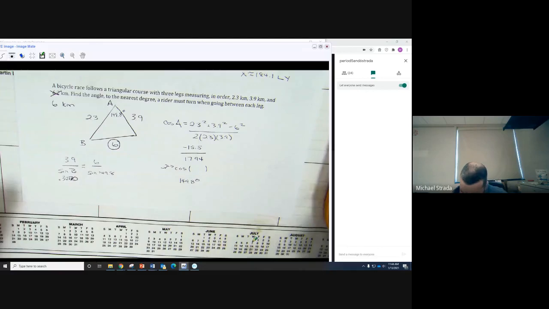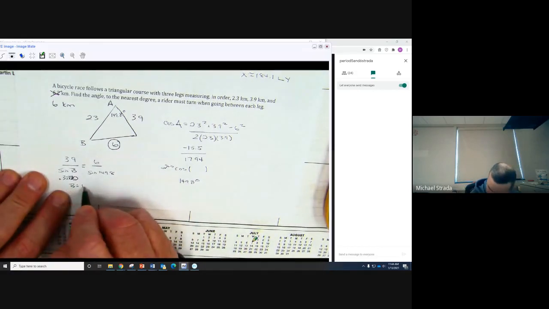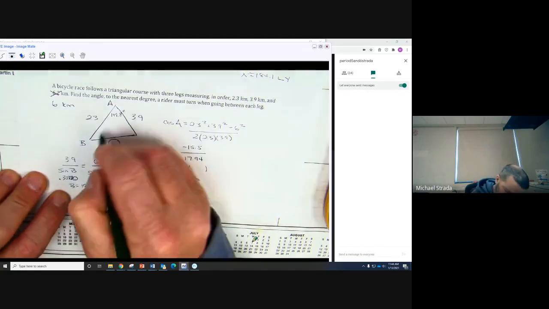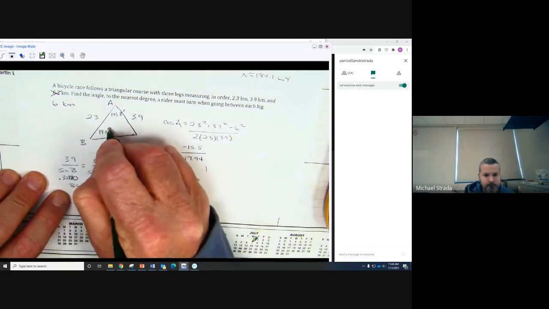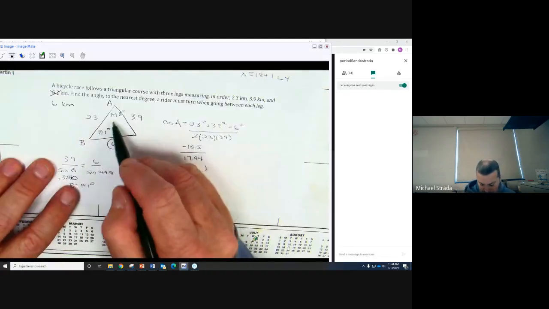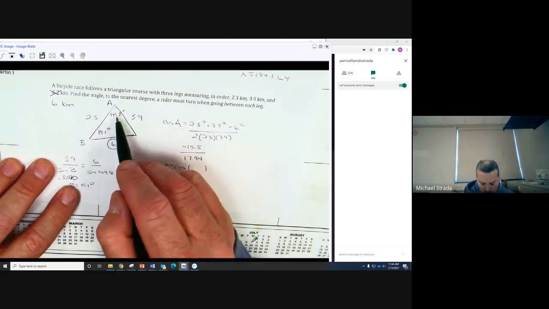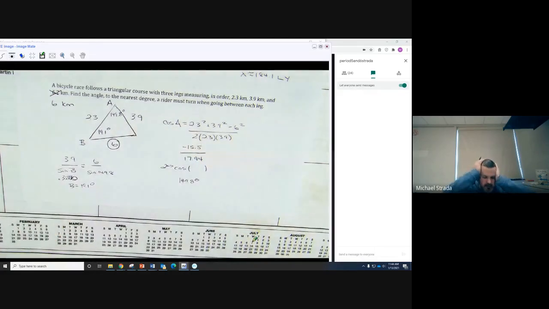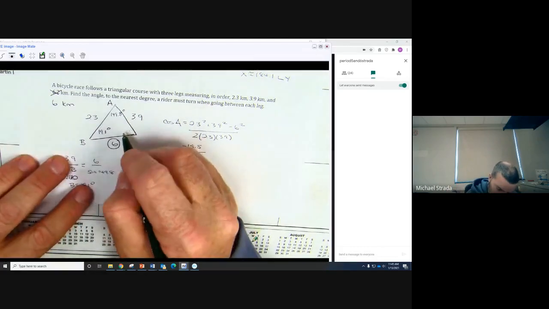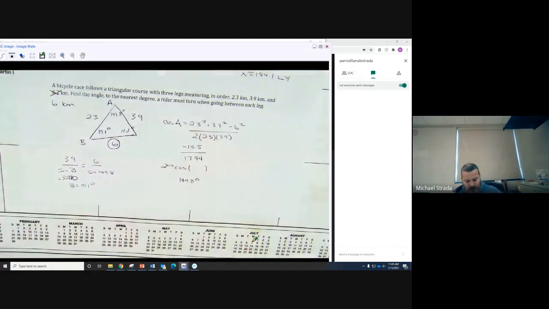I do second sine, 0.3270, and I get B to be 19.1 degrees. And then to get my final answer for my third angle, all I do is add the two I have, subtract from 180. 149.8 plus 19.1 is 168.9. Subtract that from 180 and you get 11.1.